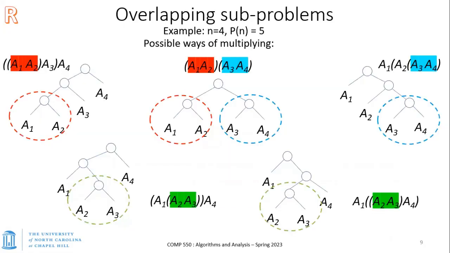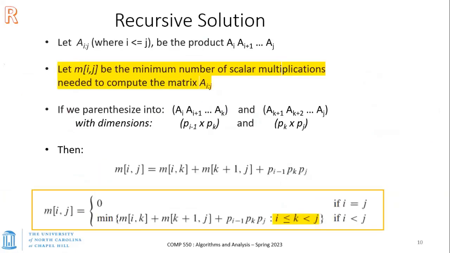And then we also asked the next question, does it have overlapping subproblems? And we also saw that it does have overlapping subproblems. And finally, based on the optimal substructure, we were able to understand a recursive equation for solving this problem. Okay, so this is where we ended.